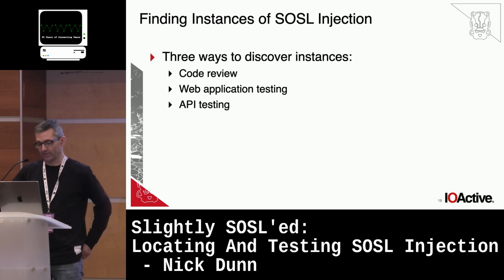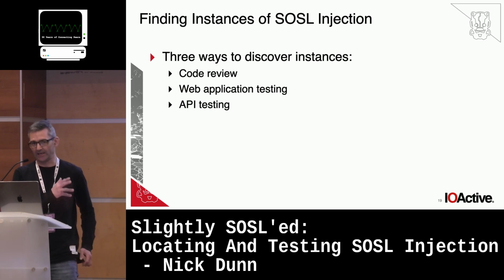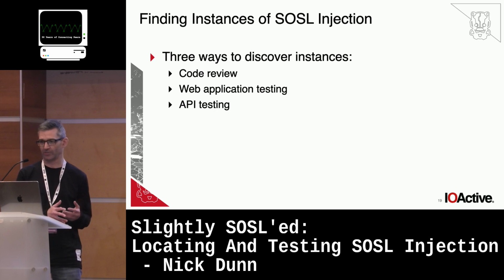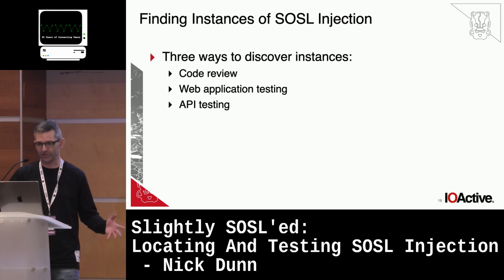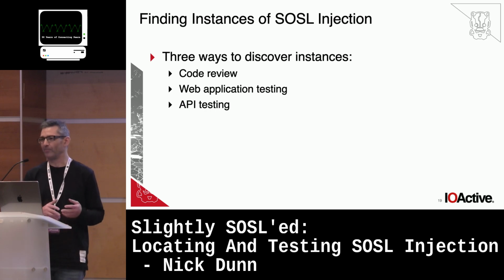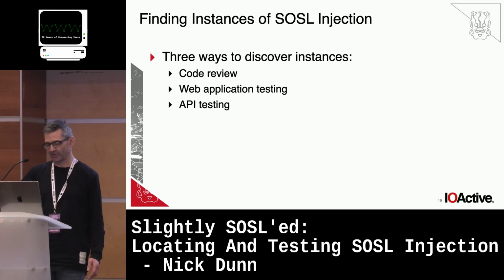So, what we'll go through is there are three ways of finding this. You can find it by code review. You might find it in web application testing, and you're far more likely to find it in API testing than web app testing. The Salesforce Lightning apps and sites stuff that I've talked about earlier is a no-code or low-code way to build websites. There's a lot of stuff in there to stop people from shooting themselves in the foot, and it's almost impossible to mistakenly create SOSL injection that way.